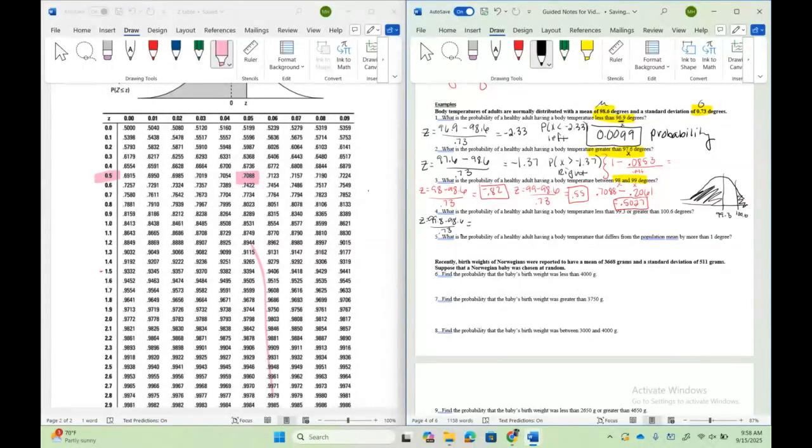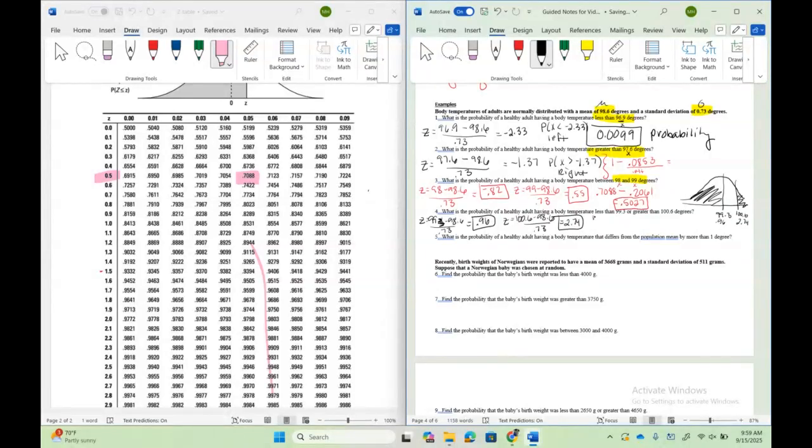Oh, 99.3. This should be a 3 right here. All right, so this is 0.96. Second z-score, .74. All right, so I have 2.74 for this z and 0.96 for this z.